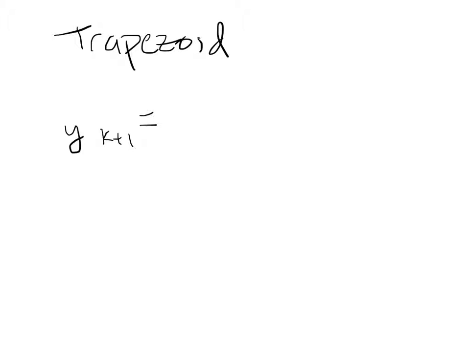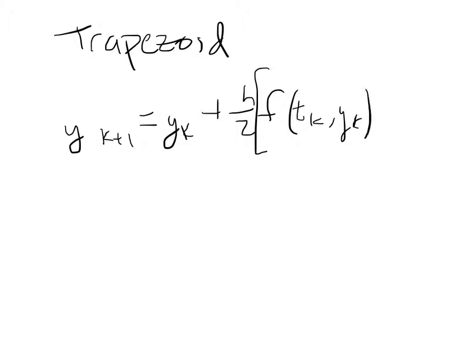Lastly, we'll introduce the trapezoid method, which we could think of as a hybrid of the forward and the backward methods. In this way, we define y sub k plus 1 as a function of both the present value and the next value. So we have y sub k plus 1 equals y sub k plus h over 2 times f of t sub k, y sub k, plus f of t sub k plus 1, y sub k plus 1.